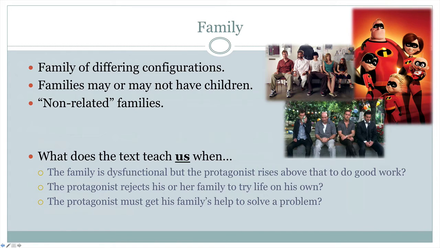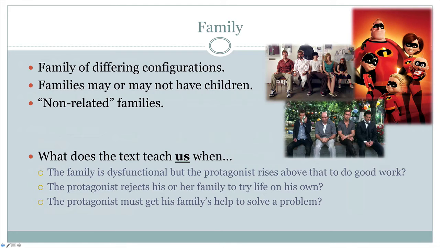And so some questions to consider. What does the text teach us when a family is really, really dysfunctional, but the main character somehow rises above that to do good? What does it tell us when the protagonist rejects that family to try life on his or her own? What does it tell us when the protagonist must get his family's help to solve that problem? Again, the theme is not going to be family. The theme might be something like family is your best support system, or family can make us better, and so we might want to protect the idea of the family. Or the theme might be that family can come in many different structures, so we shouldn't overlook those who aren't related, but could support us nonetheless.